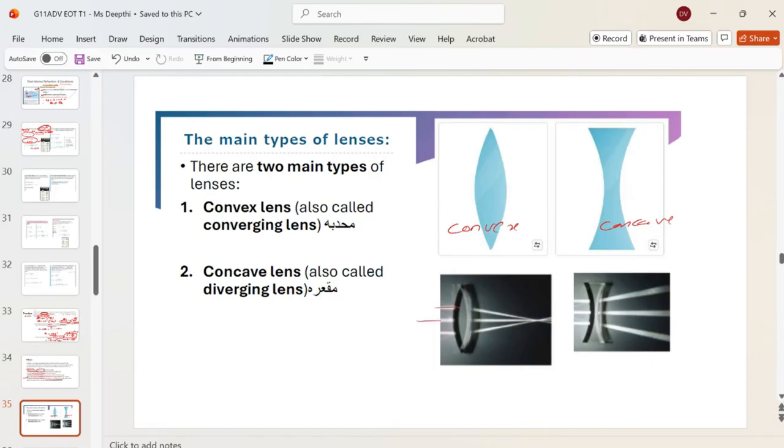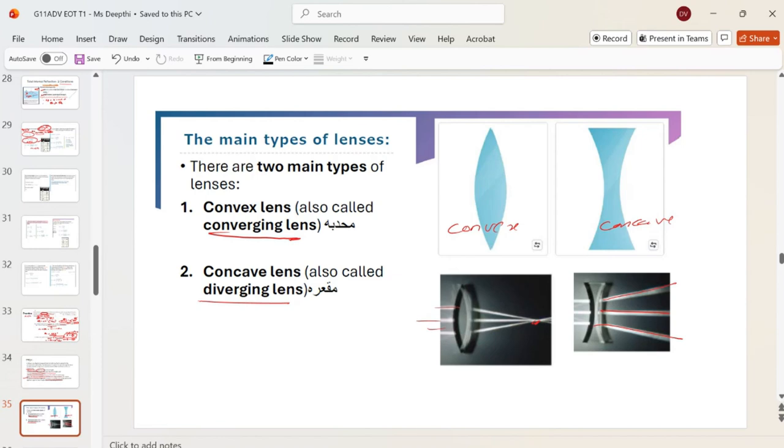And convex lens, when light falls on it, it converges. That's why it's called the converging lens. Remember that the converging mirror is concave. The opposite comes in the lens. Converging lens is convex. And when light falls on a concave lens, it is diverging away. See that? So that's why a concave lens is called a diverging lens. Remember, a concave mirror is a converging mirror, but a concave lens is a diverging lens.